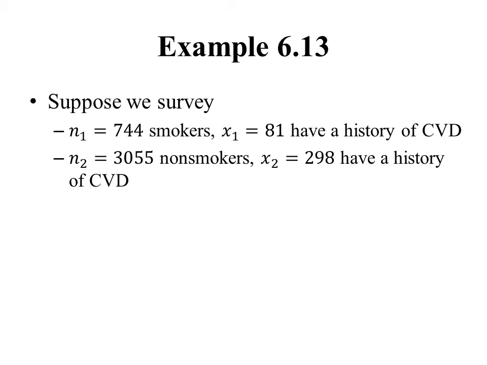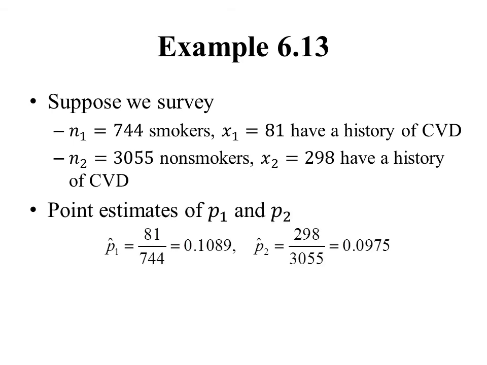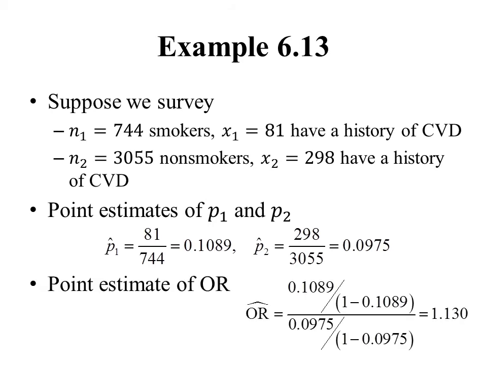So let's look at the same data that we just saw in the previous example. No numbers have changed there. And so we get point estimates of P1 and P2 in the same way. And so we can use those numbers to calculate a point estimate of the odds ratio. I'm going to take P hat 1, 1 minus P hat 1, P hat 2, 1 minus P hat 2, and we get this odds ratio 1.130.